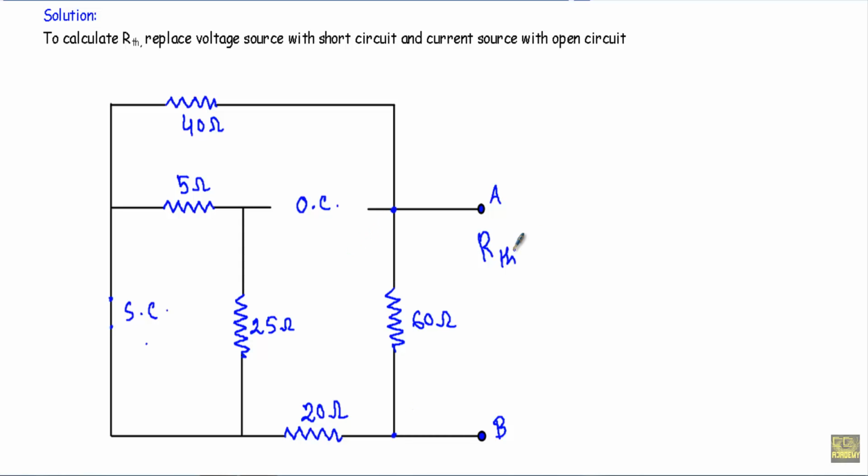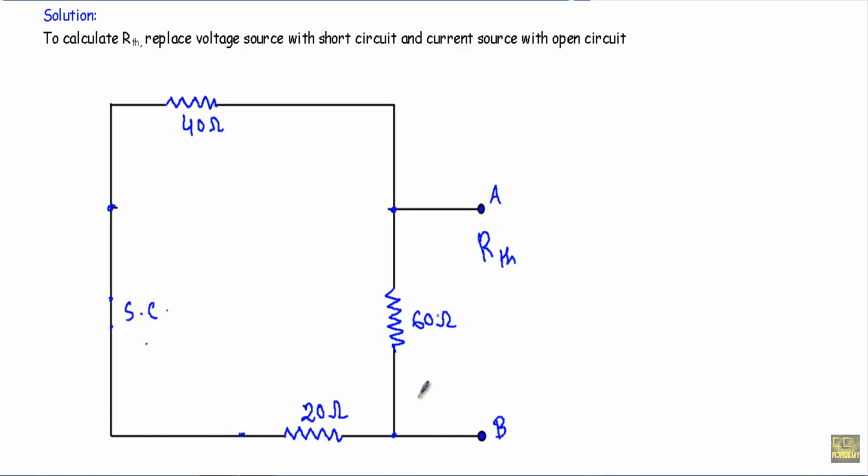Now before finding RTH, look at this terminal and this terminal. You will see we have two resistances, 5 ohm and 25 ohm. They are connected in parallel across a short circuit. That means there will be no current flow through this 5 ohm and this 25 ohm resistor. So I can discard this 5 ohm and 25 ohm resistor as they are connected across a short circuit. After removing 5 ohm and 25 ohm, our new circuit will look like this.